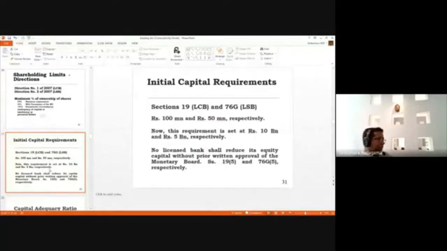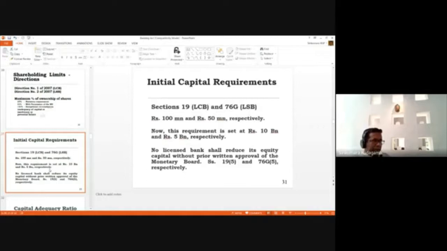What should be the capital requirement of a bank? If you are to start a new bank, what is the amount of capital that you need to bring in? According to the Banking Act, the statutory provision, which is still there, it is 100 million and 50 million respectively. With 100 million, you can start a commercial bank, and with 50 million, an LSB.